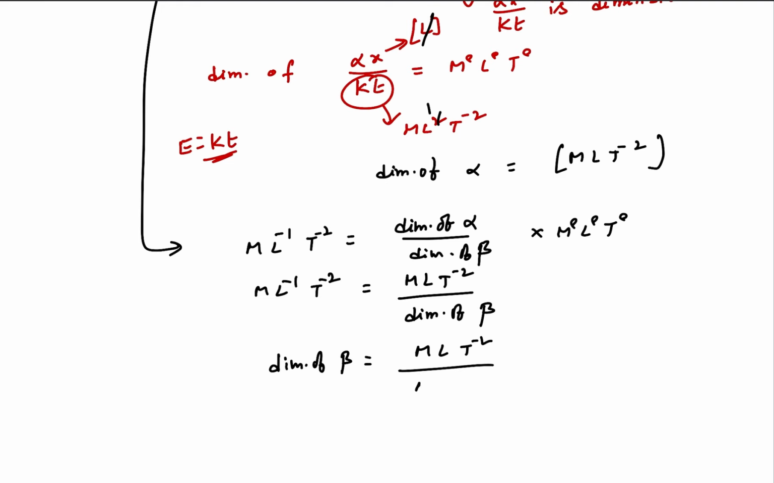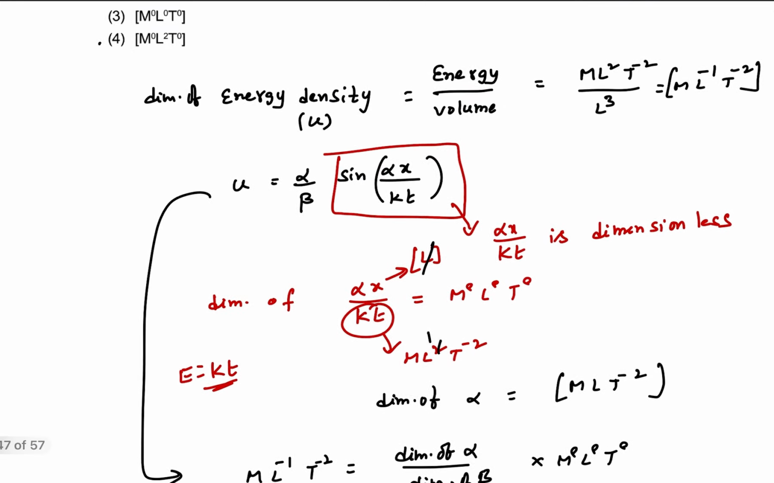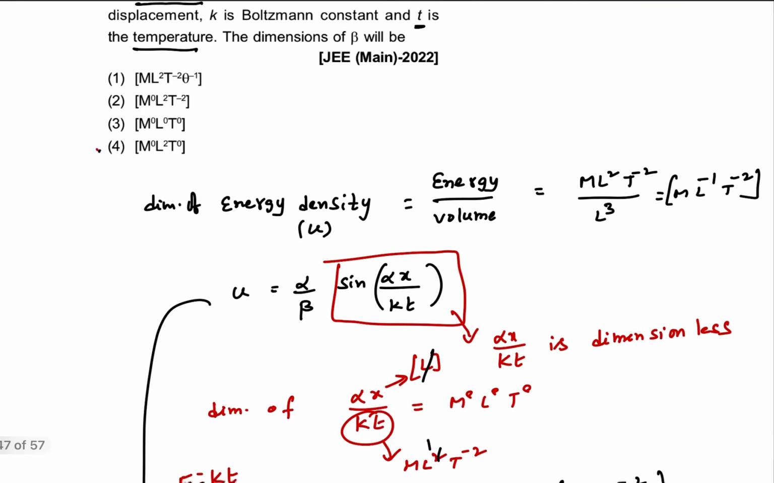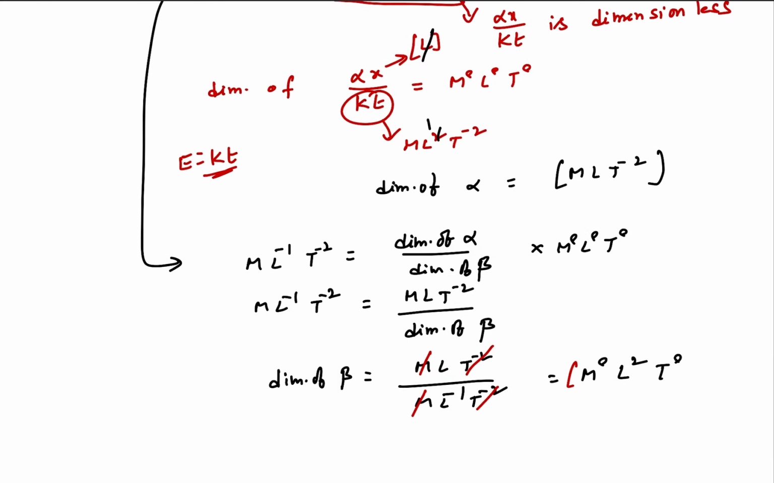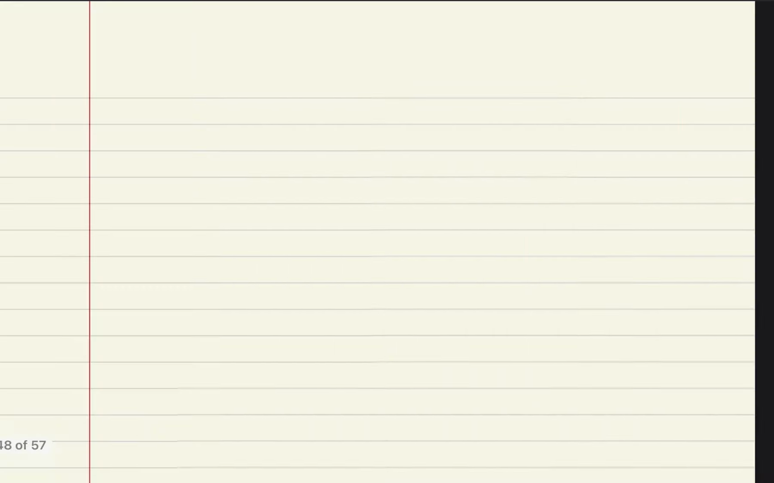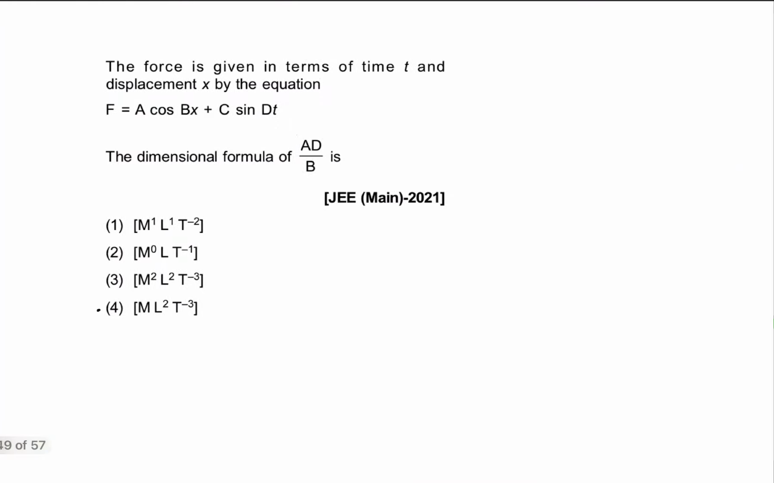Now the dimension of beta is equal to M L T power minus 2 divided by M L power minus 1 T power minus 2. M and M get cancelled. You can write it as M power 0, L power 2, T power 0. T power minus 2 and T power minus 2 get cancelled. Like this, the answer is there. You can see the fourth option is the correct option: M power 0, L squared, T power 0.